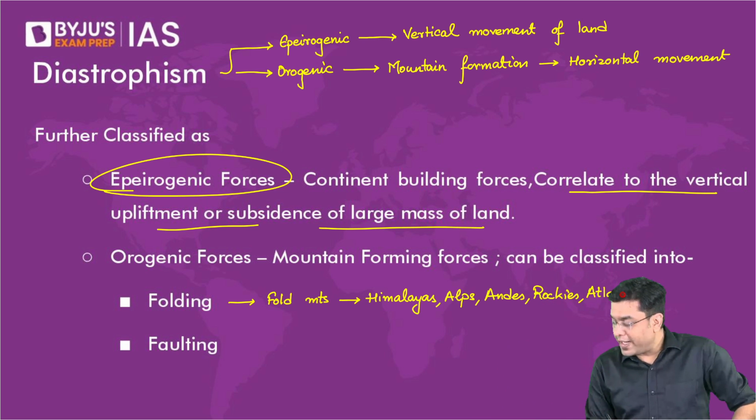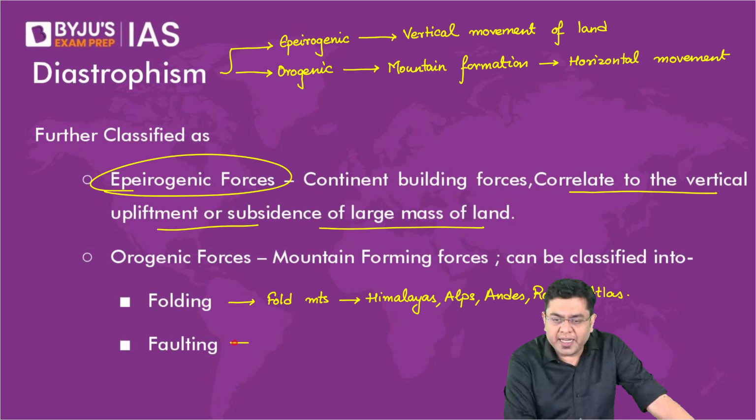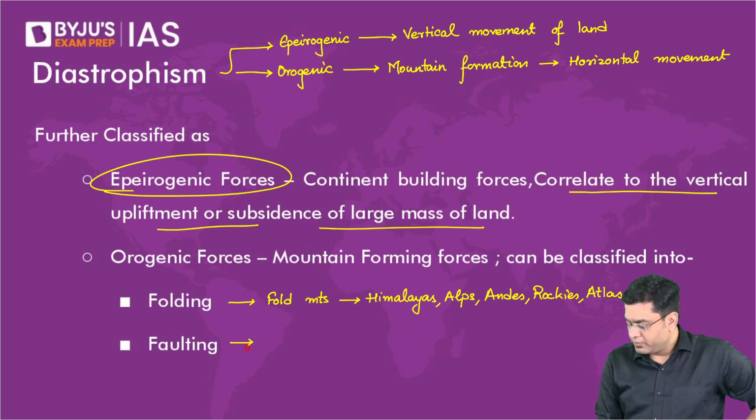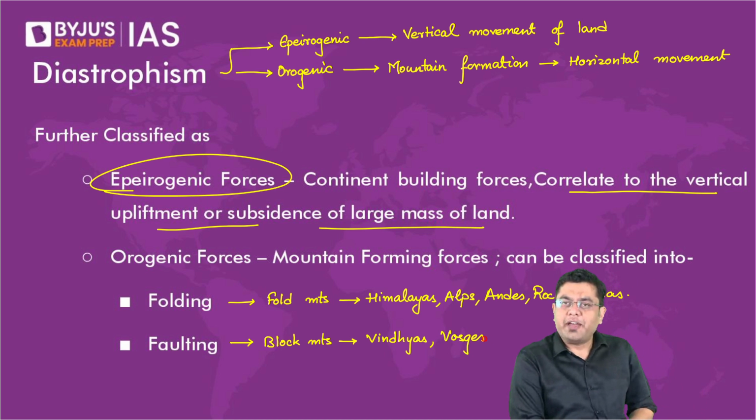Then faulting. Faulting, can it create a mountain? If yes, can we have an example of which kind of mountain is created by faulting? Let me see. Block mountain. Very good. Block mountains. Example, Vindhyas, Vosges. Even Drakensberg in the region of South Africa. That is also an example of an escarpment overall.